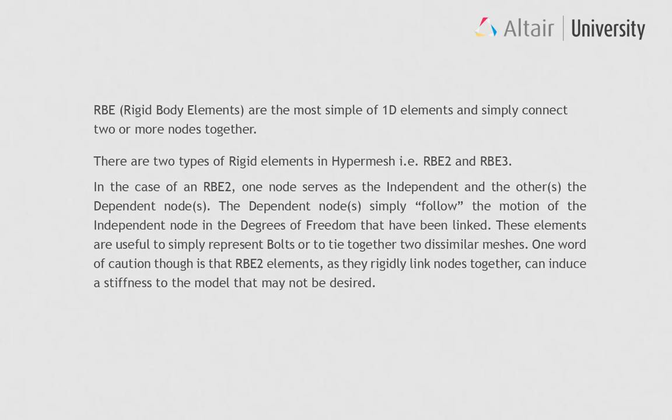In the case of an RBE2, one node serves as the independent and the other the dependent node. The dependent nodes simply follow the motion of the independent node in the degrees of freedom that have been linked. These elements are useful to simply represent bolts or to tie together two dissimilar meshes. One word of caution though is that RBE2 elements, as they rigidly link nodes together, can induce a stiffness to the model that may not be desired.